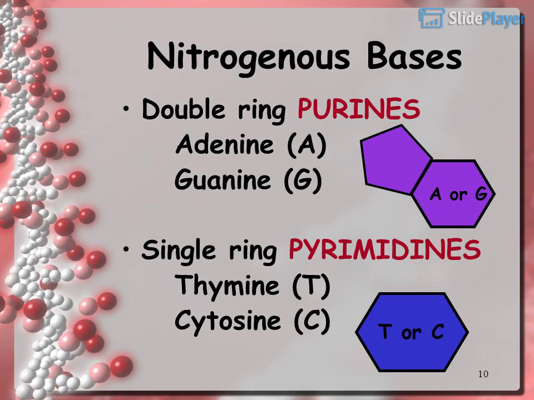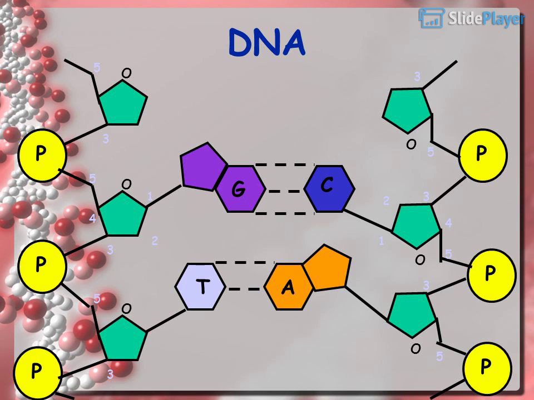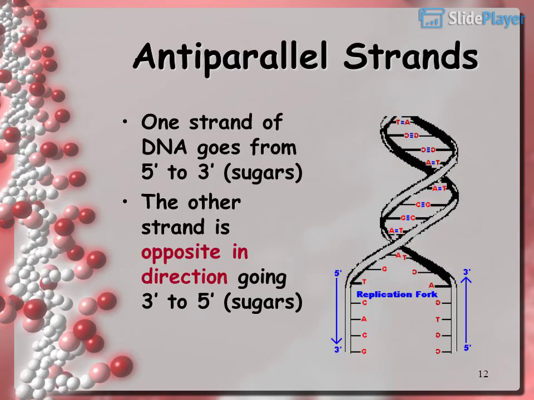DNA strands are anti-parallel. One strand of DNA goes from 5 to 3 sugars. The other strand is opposite in direction, going 3 to 5 sugars.